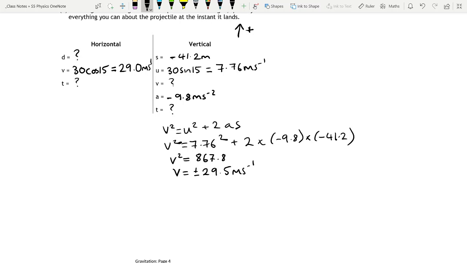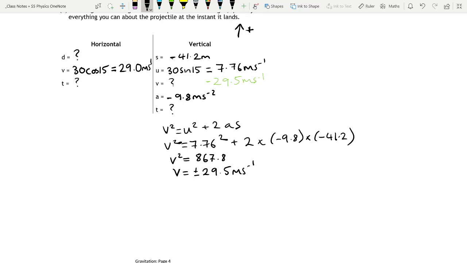This is just for your notes, for completionists. But we know that the vertical speed is in the down direction, just because we know that's what's going to happen. So it will be negative. The reason that I put plus or minus there is because when you square root something, you technically don't know whether it's a plus or a minus, but you can then see from your common sense that it would be negative 29.5. So we've got the v, negative 29.5 meters per second.